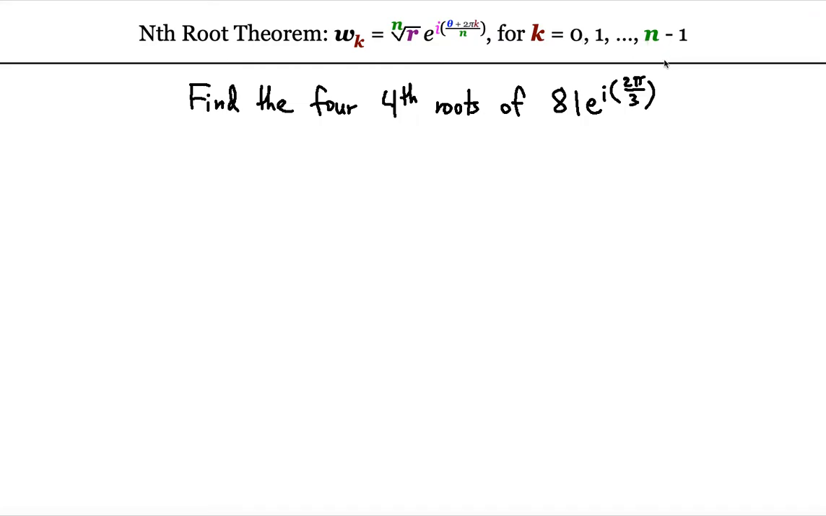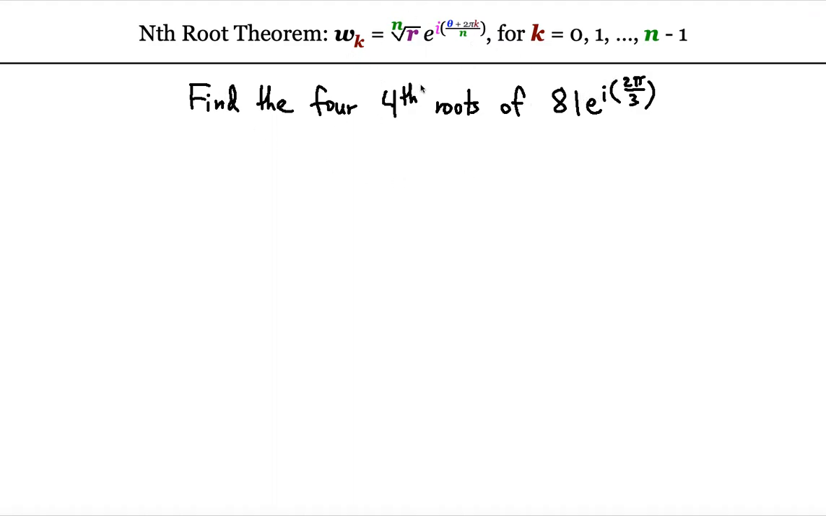n minus 1. Why doesn't it end on n? Because we start from 0, right? We didn't start from 1. The first root will be found by setting the k value to 0. Thus, you will only need n minus 1 evaluations because you're starting from 0, and that will be valid for nth roots. So now we need to use that.